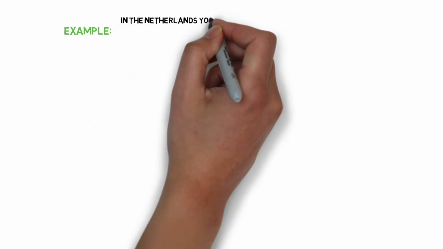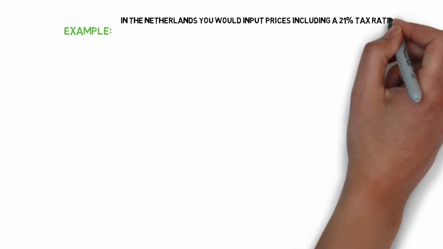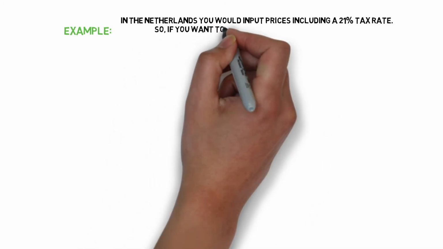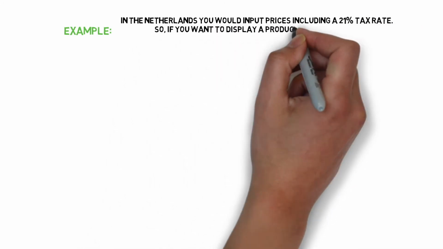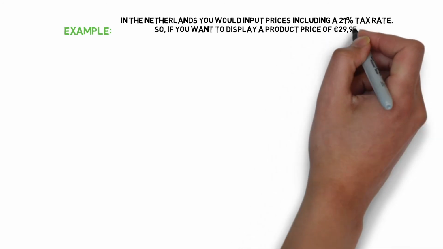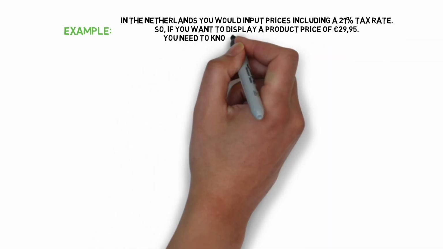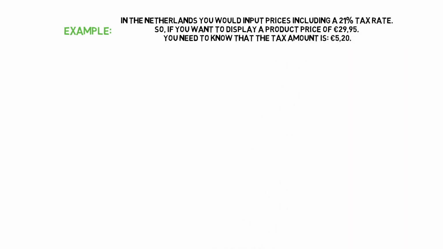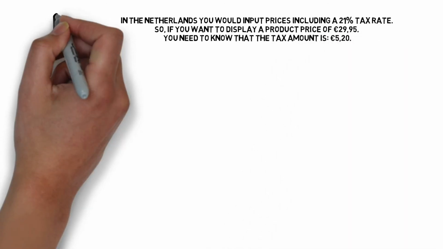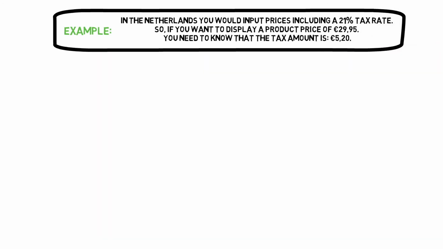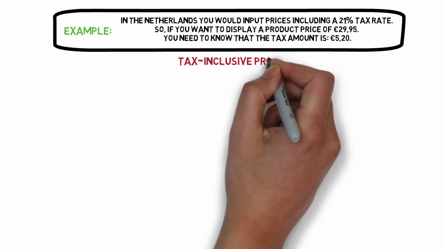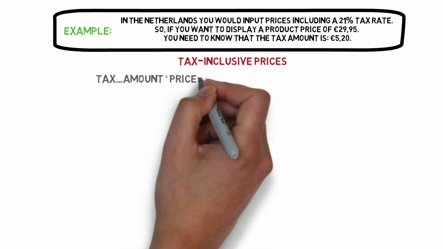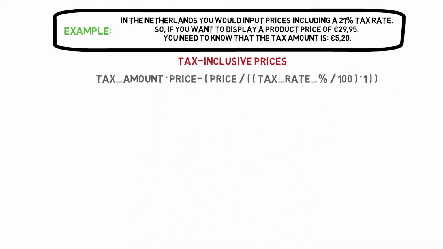Let me give you an example how that will work out on our online store. In the Netherlands, we maintain a 21% tax rate, with exception of baby clothing. So if we want to display a product price of, let's say, 29.95 euros, then you need to know that the tax amount is 5.20 euros. The formula to calculate tax inclusive prices is like this. In the example we used, the formula will look like this.